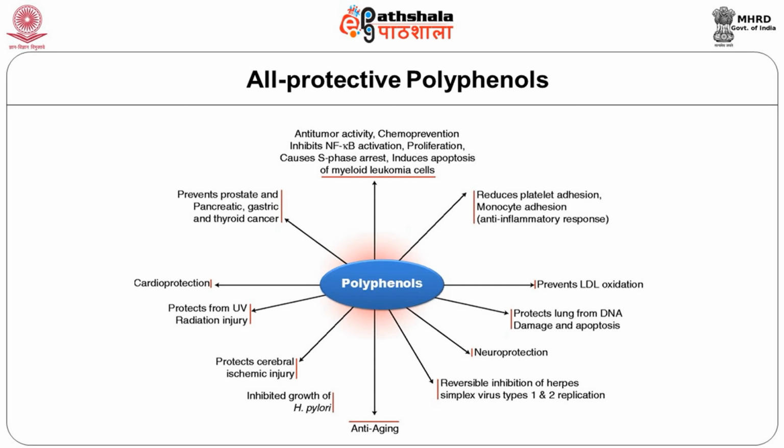And it has been shown, a very important area, in the inhibition of growth of H. pylori. And polyphenols have been shown in protecting against cerebral ischemic injury. Polyphenols protect from UV radiation injury.